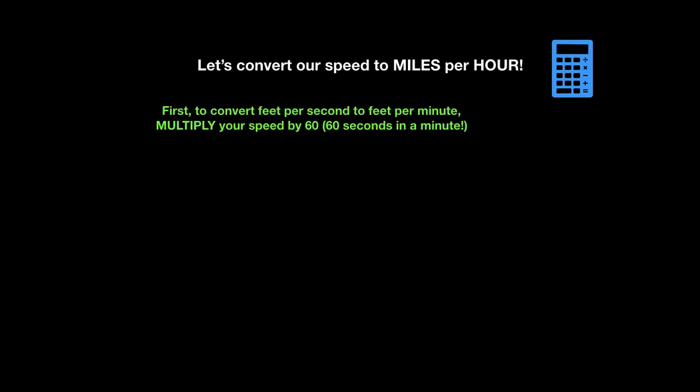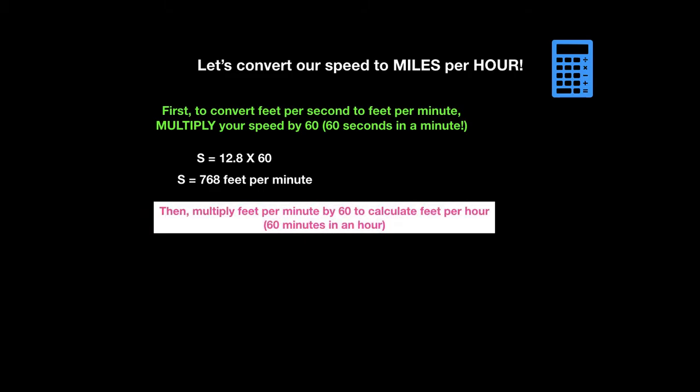Now let's convert our speed to miles per hour, which we're familiar with when we drive our car. I wonder how many miles per hour I can run. So first we have to convert, and remember, convert means change. We have to convert feet per second to feet per minute. So I'm going to multiply my speed by 60 because there are 60 seconds in a minute. So my 12.8 feet per second times 60. My speed is 768 feet per minute.